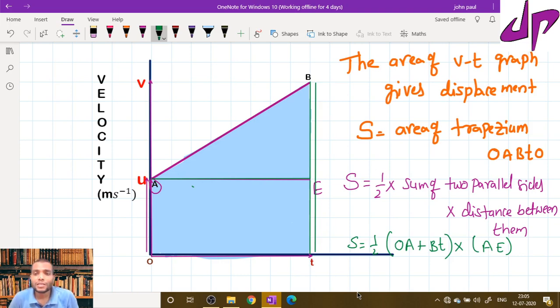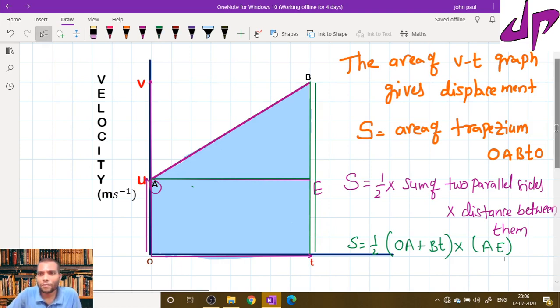So this is a simple representation. Understand it carefully. First you should know the trapezium formula: half times the sum of the two parallel sides times the distance between them. Now we need to substitute those values.